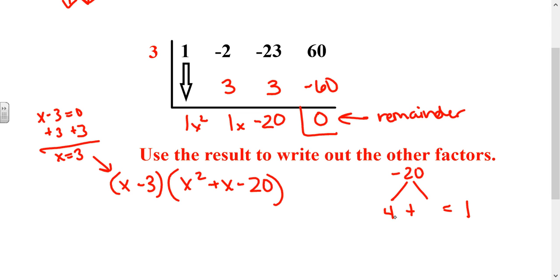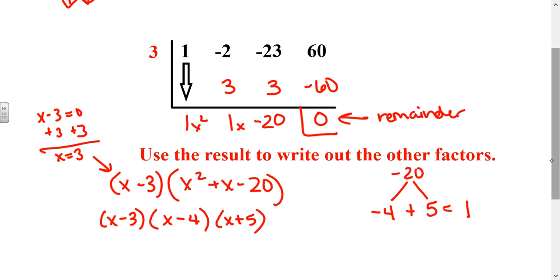And how could I make this equal 1? Well, the 4 would have to be negative. So my factors would be x minus 3, what I started with originally. I would have x minus 4 and x plus 5. Because if I take x minus 4 times x plus 5, I get this part right here.